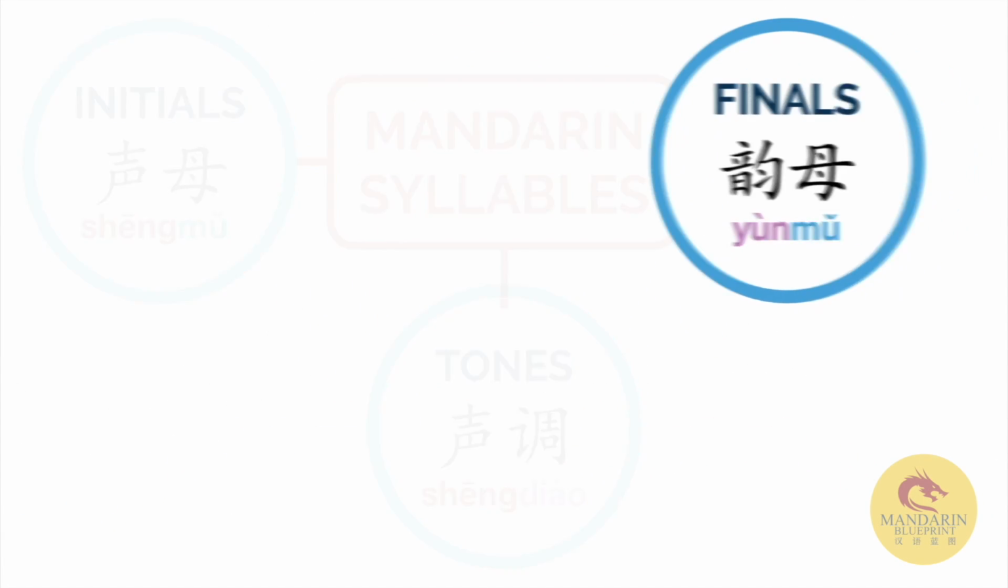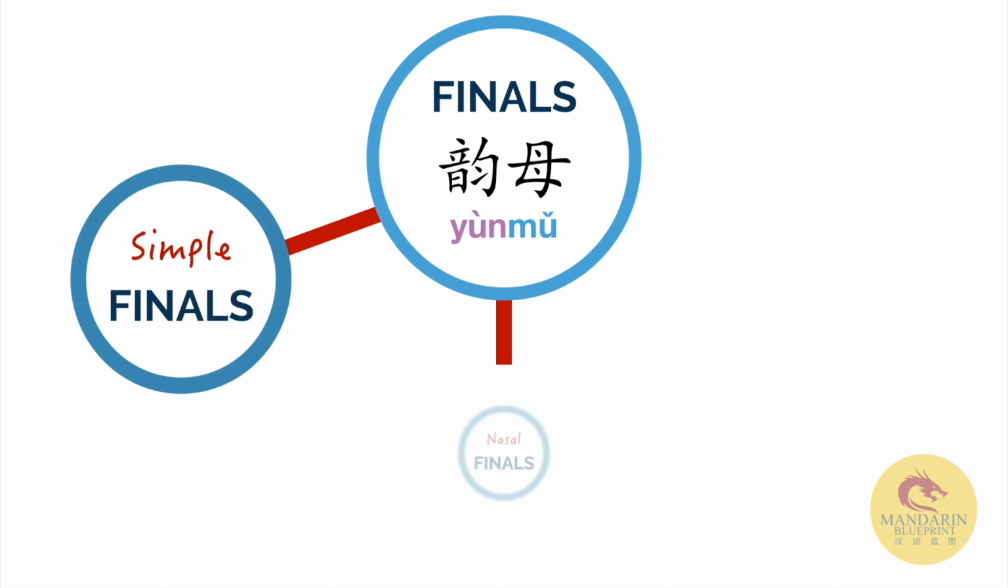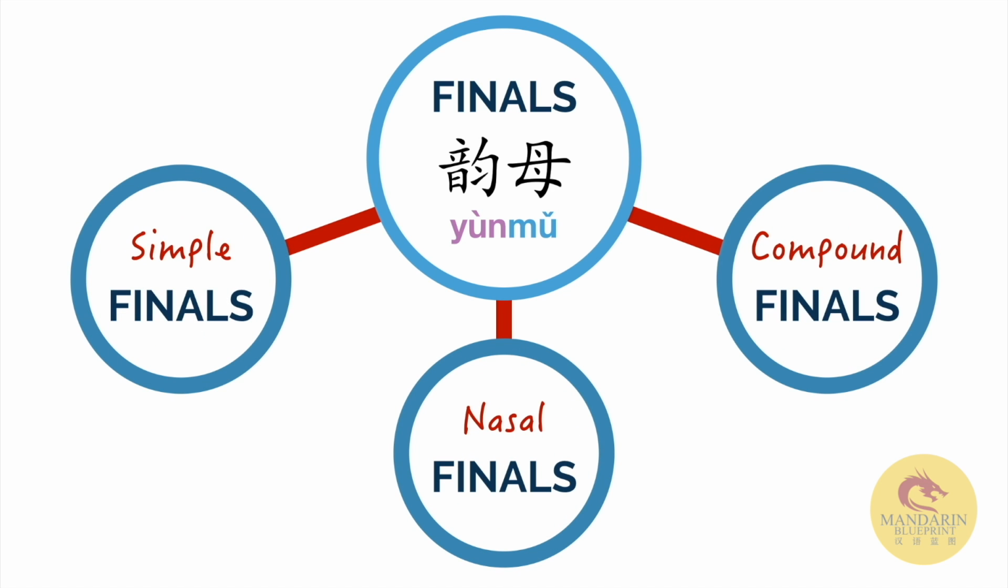Now, the finals in Chinese are essentially going to be the backbone of this entire course. The course is going to be completely structured around the finals. Now, all of the finals can be split into 3 different categories.